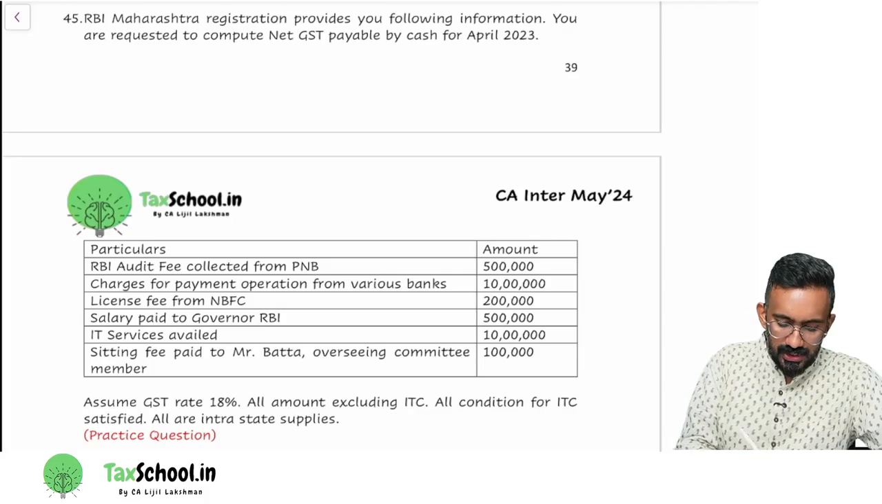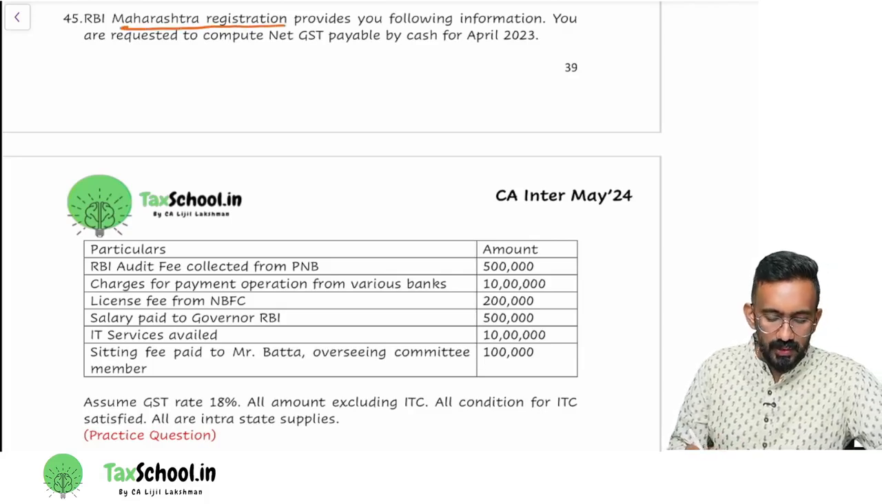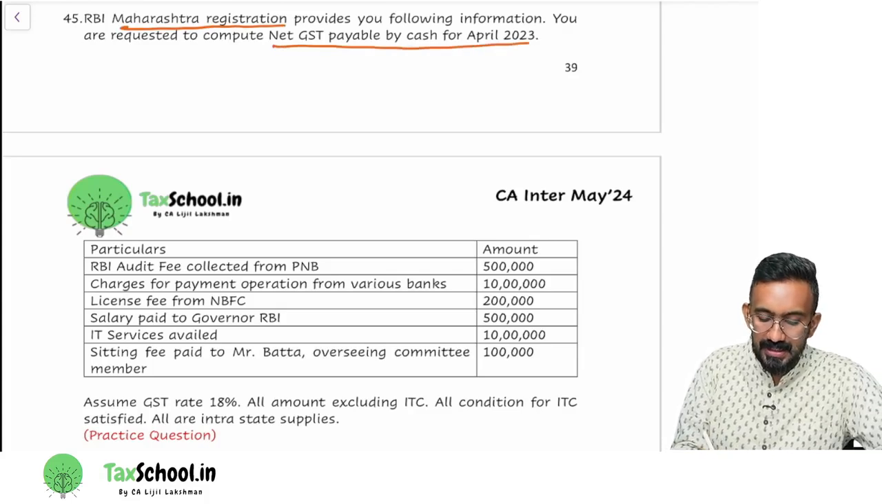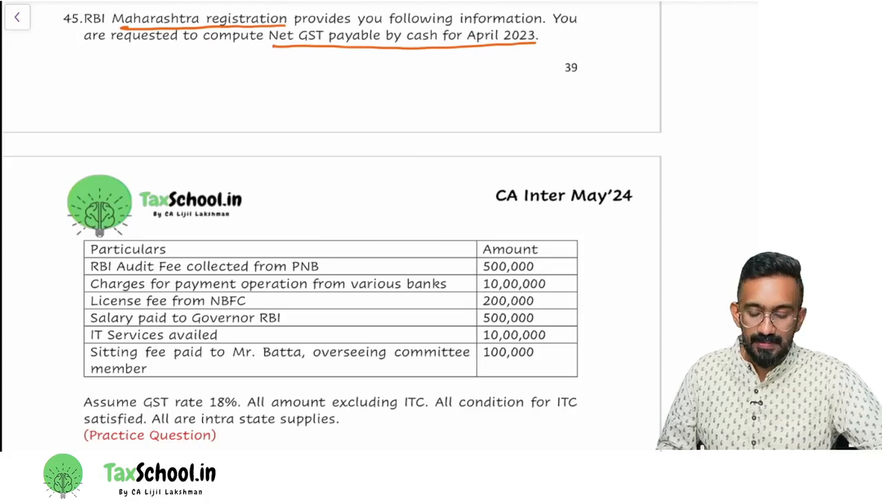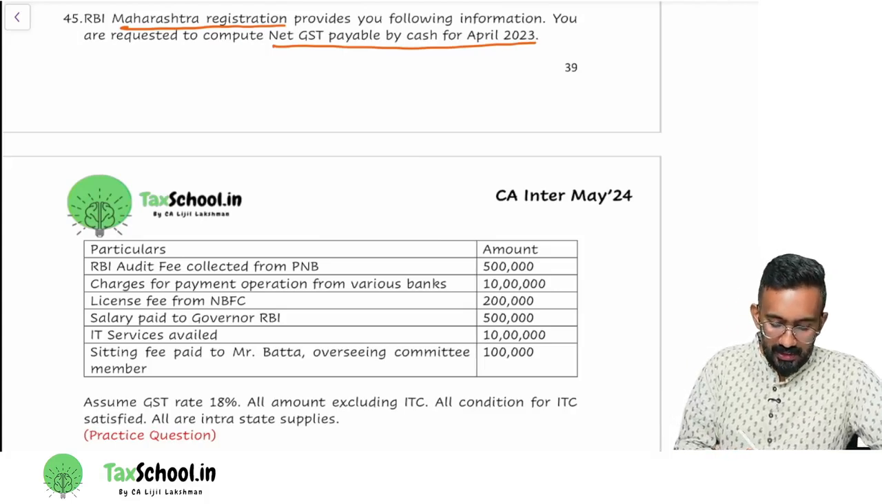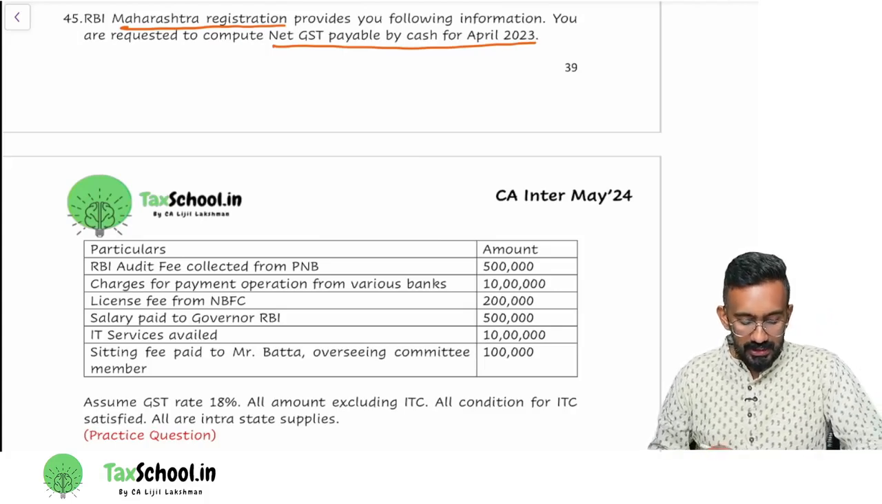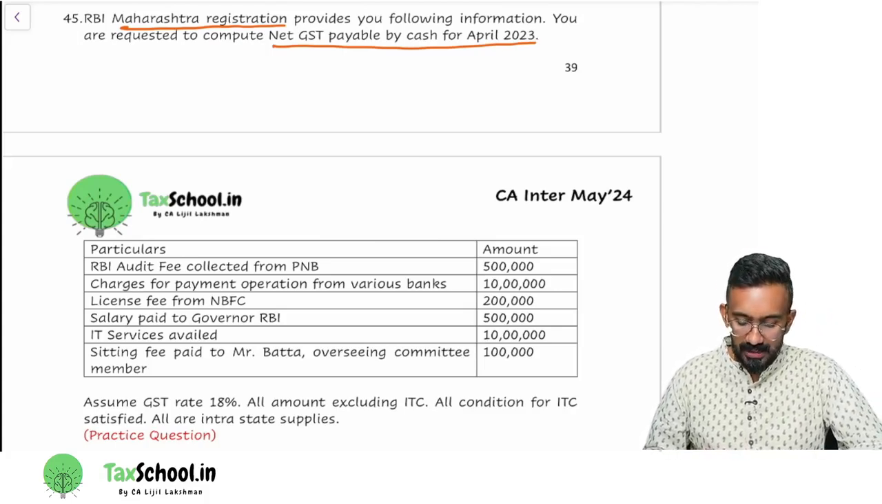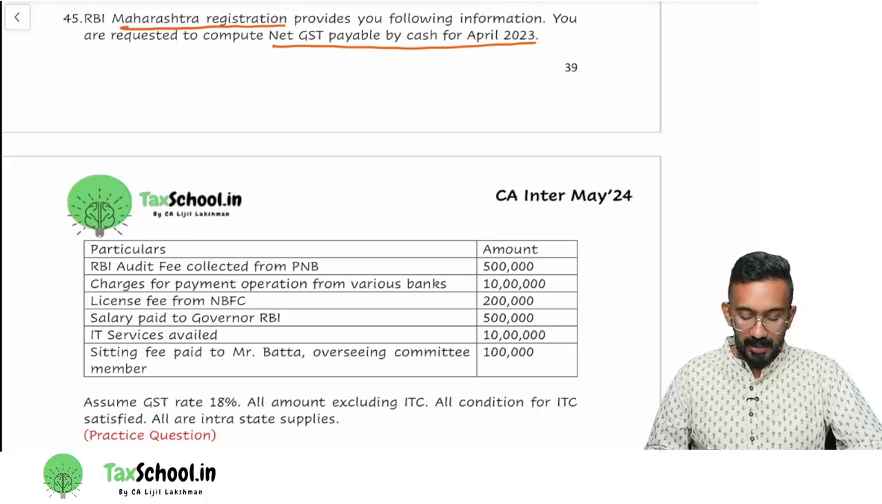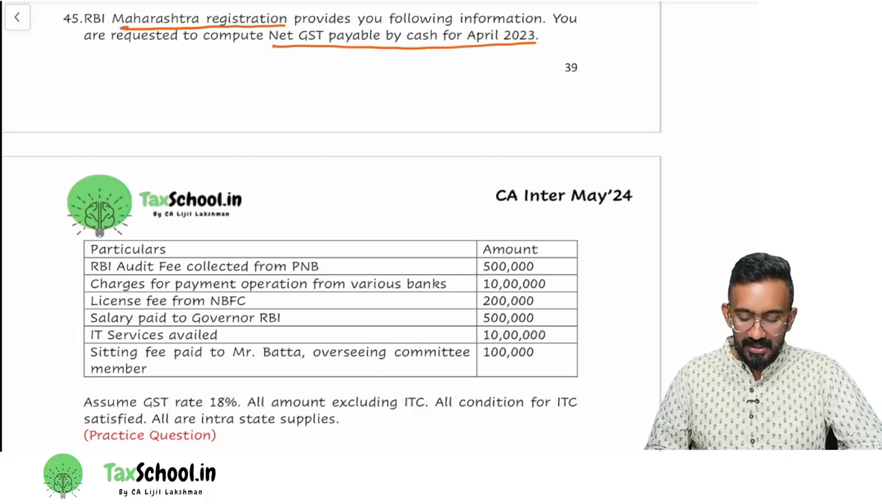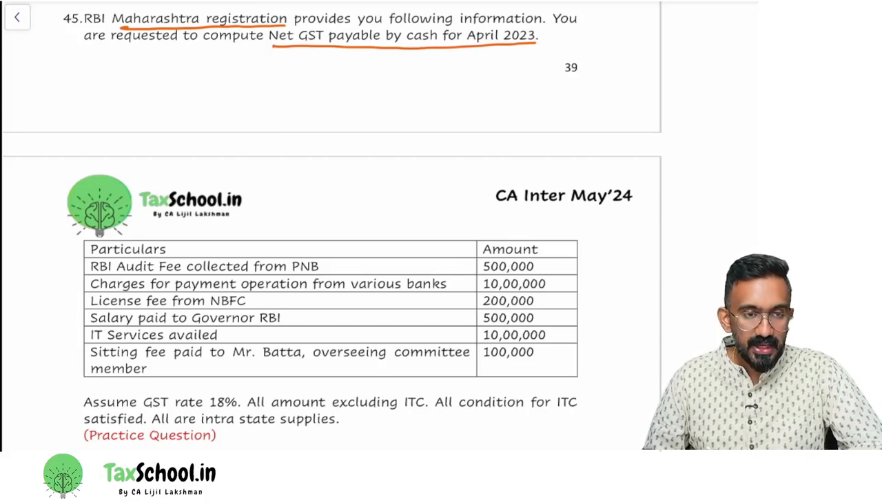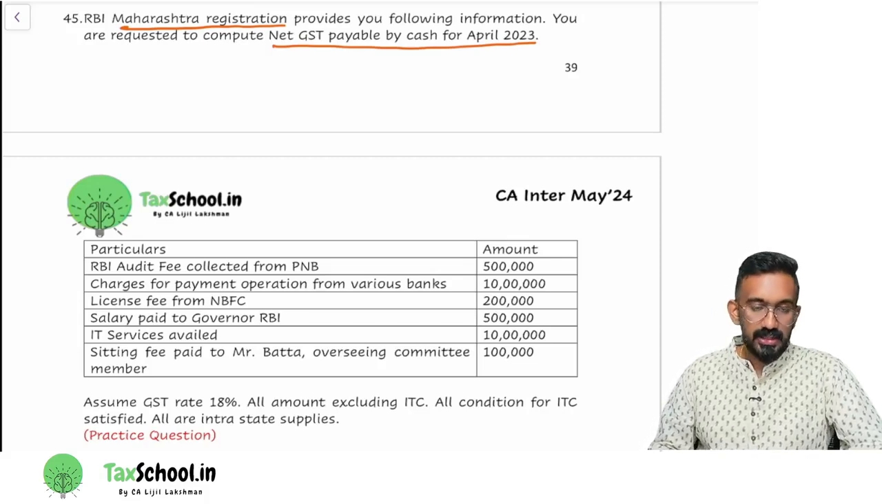RBI Maharashtra registration provides you the following information. You're requested to compute net GST payable by cash for April 2023. I have given the information. There is RBI audit fee collected from Punjab National Bank 5 lakh, charges for payment operation from various banks 10 lakh, license fee from NBFC 2 lakh, salary paid to Governor of RBI 5 lakh, IT services availed is 10 lakh. Sitting fees paid to Mr. Bhatta, an overseeing committee member, is 1 lakh.